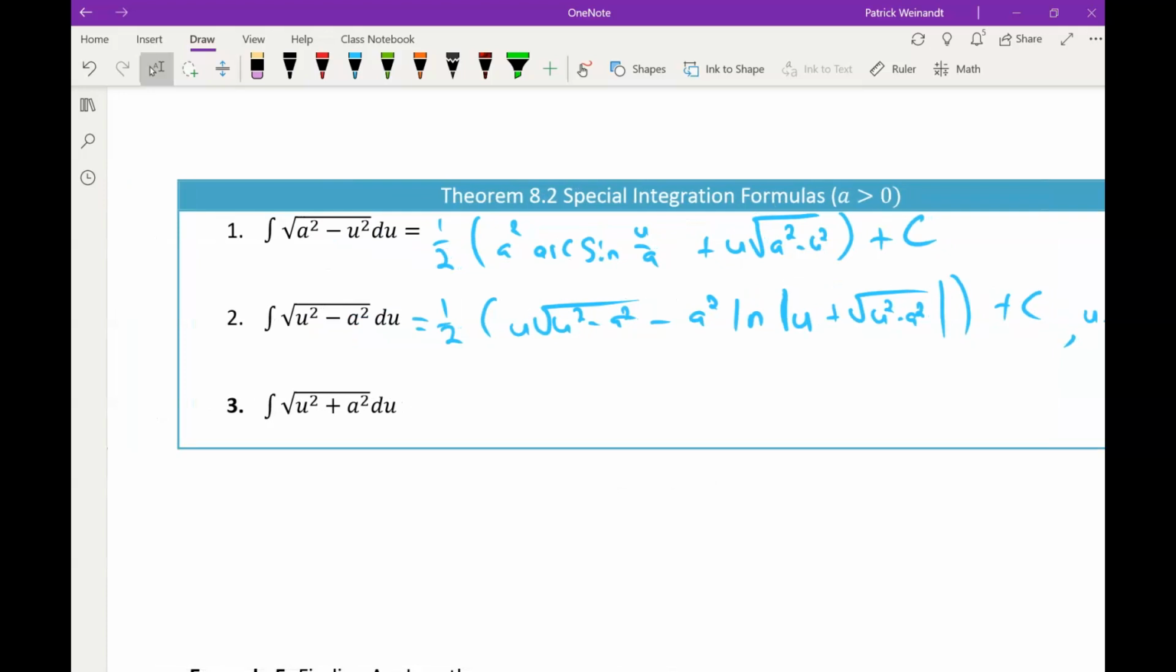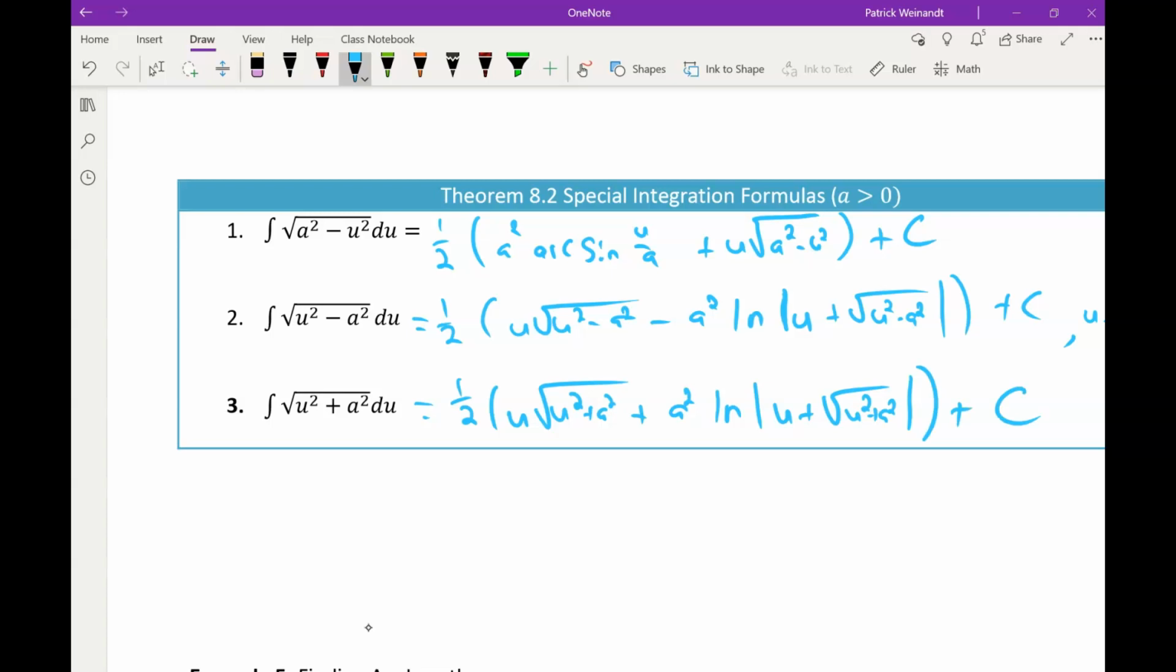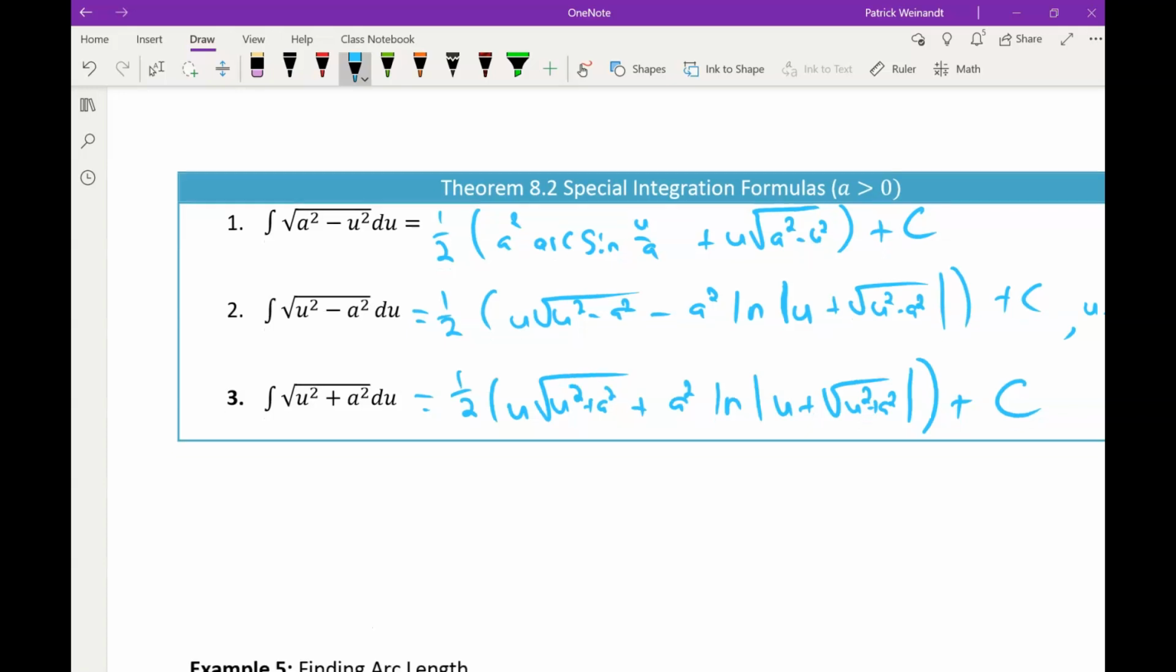And our last one, if you have the integral of the square root of u squared plus a squared du, that's equal to 1/2 times u times the square root of u squared plus a squared, plus a squared times the natural log of the absolute value of u plus the square root of u squared plus a squared, close that absolute value, and then plus some constant c. Okay, that was a lot, but we have these formulas. You don't need to memorize them because you can always find these by doing some trig substitution. But it's going to come in handy if you can recognize that, and you can just plug in your a values and your u values and make that a little bit easier for yourself.